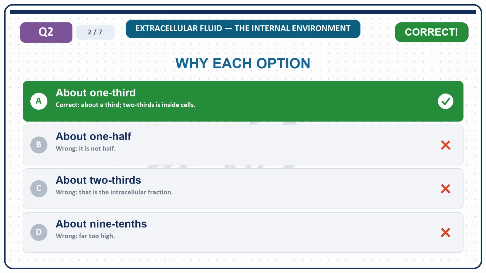And option A, about 1/3. This is the correct answer. About 1/3, 2/3 is inside cells. Let's move on to the next question.